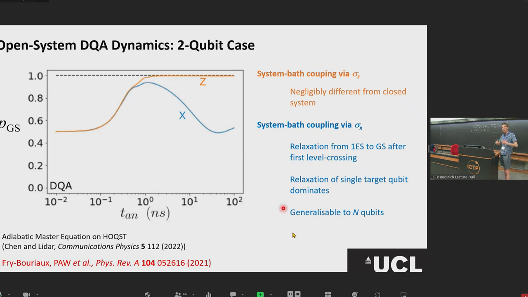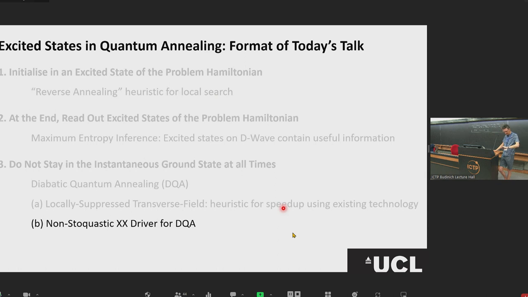And furthermore, if you look at the details in the paper here, what we've shown is that you can generalize this to a larger number of qubits. And it's always the relaxation of your target qubit that dominates suppression of the ground state probability in the locally suppressed transverse field DQA technique. So that, we think, gives you a potential for studying the role of coherence in this DQA technique. And furthermore, you can extend it to a multiple qubit system and look at the decoherence effects qubit by qubit, if you like. Okay, so that's all I wanted to say about this locally suppressed transverse field heuristic.